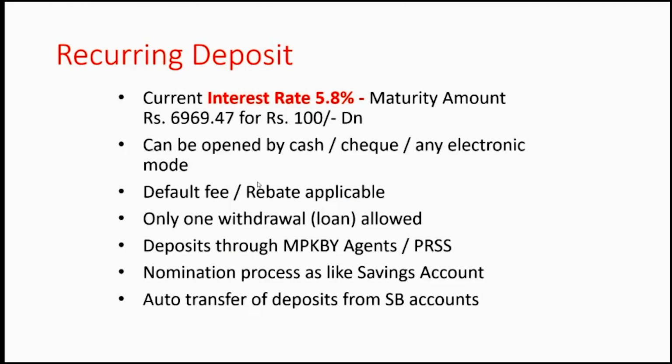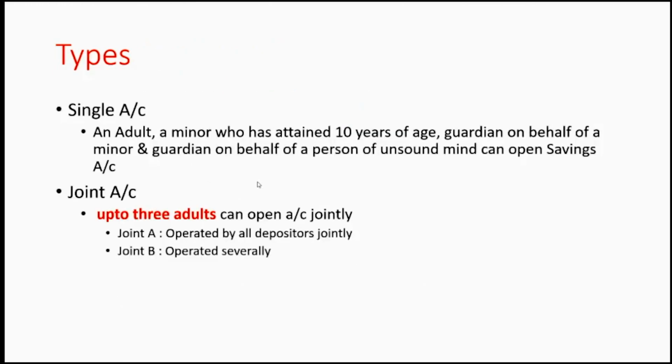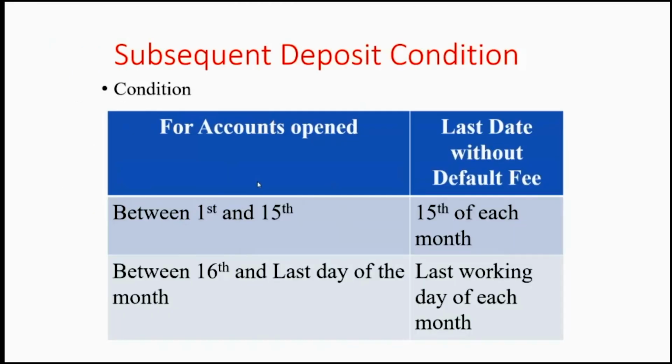In addition to that, we also have automatic transfer of deposit to the RD account from the savings bank account. This is all the introductory information about recurring deposits. In recurring deposits, up to 3 adults can open an account jointly. In SB, we have seen that only 2 adults can open jointly, whereas in recurring deposits, 3 adults can jointly open an account. There is a single account and a joint account.